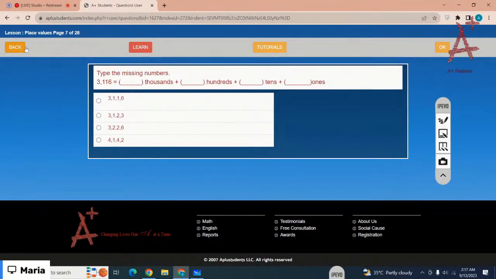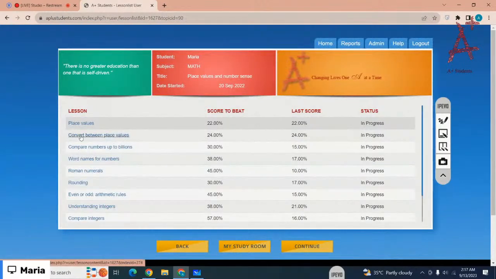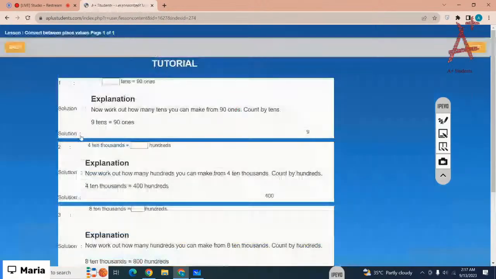So now the next one is, let me see the lesson name. Convert between place values, right? So let's start with the next lesson. All these things are interrelated, they are related to the place values, right?